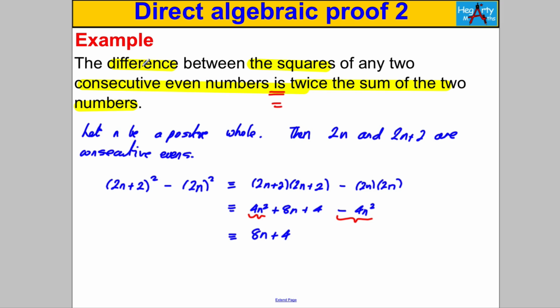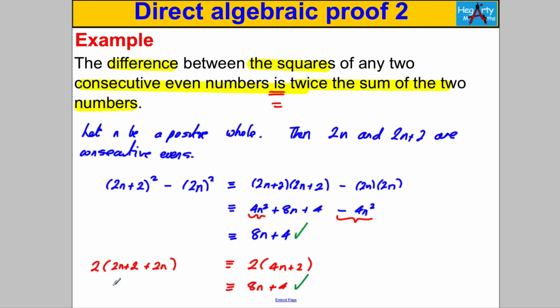Now, that is working out the first bit. Let's, in a different color, work out twice the sum of the two numbers. So let's separately do twice the sum of the two numbers. So here's one number, 2n add 2 add 2n. And let's work that out. So that's 2 times 2n add 2n is going to be 4n add 2. And if we times out that bracket, we get 8n add 4. Oh look, that is the same as that, and therefore we have proved what we wanted to.